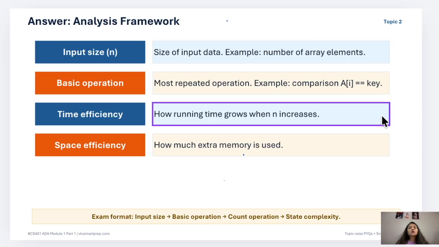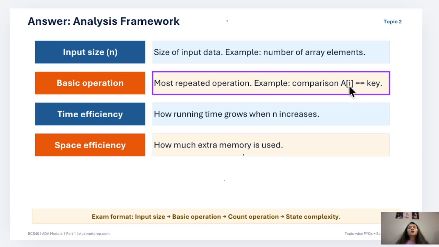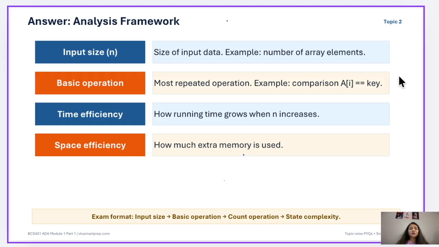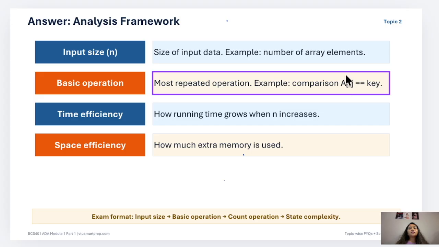Here you can see I have taken a key value and I'm trying to check whether the array element is equal to the key value or not. Operations can be addition, subtraction, or comparison operators. Here we are checking whether the value of A[i] is equal to the key value or not. Any example you can take and explain.